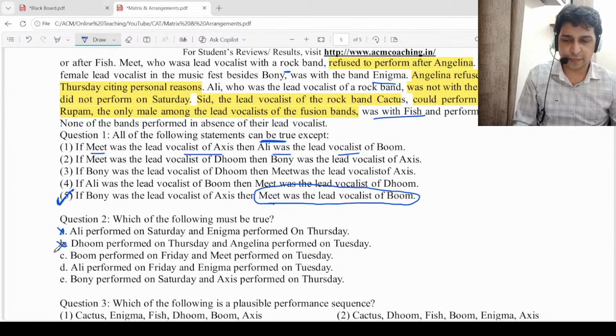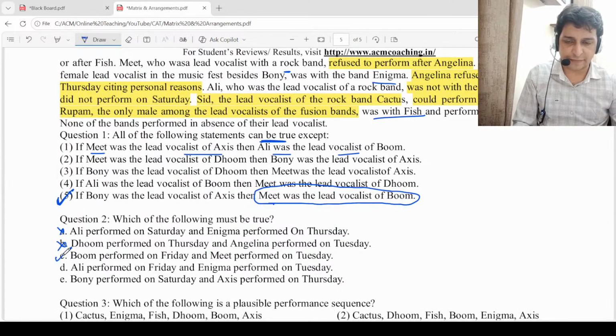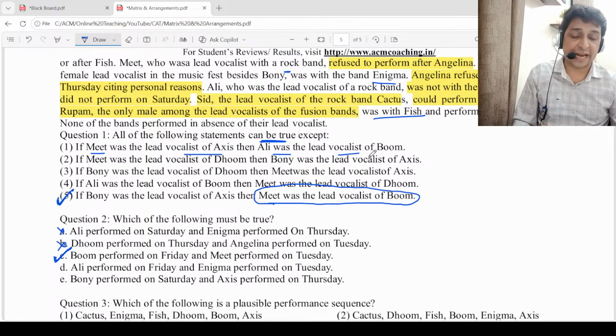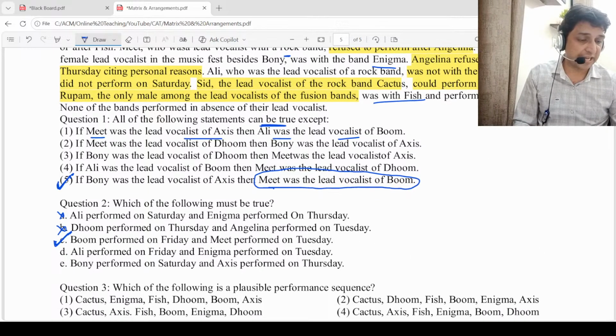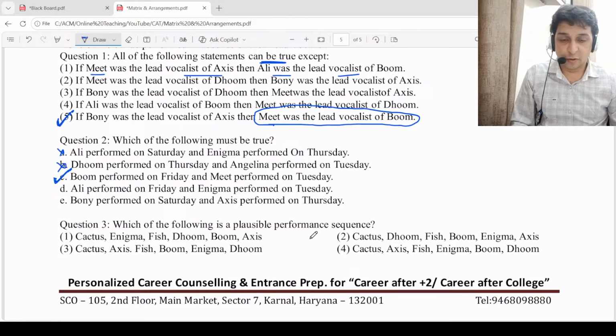That is not true. Boom performed on Friday and Meet on Tuesday. Boom is performing on Friday, yes, and Meet on Tuesday. That is right. So option number 3 makes absolutely perfect sense. That is absolutely right. This is an exact question from the past year's questions. A good one, I'll say.